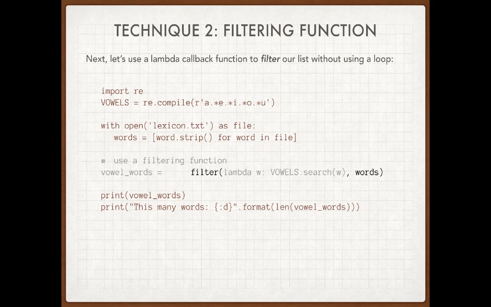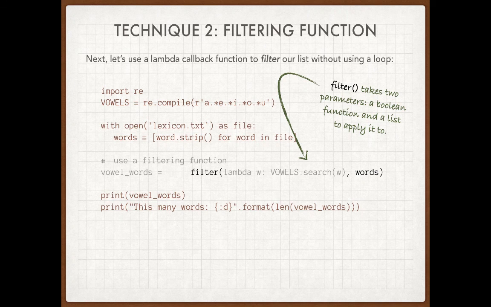And remember, filter needs two parameters. The first thing it needs is a function of some kind that is a Boolean function, returns true or false. That could be a named function, but here obviously we've written it as a lambda function. And the second thing is a list to apply that function to. And here, of course, that is our list of words that we've loaded from our lexicon.